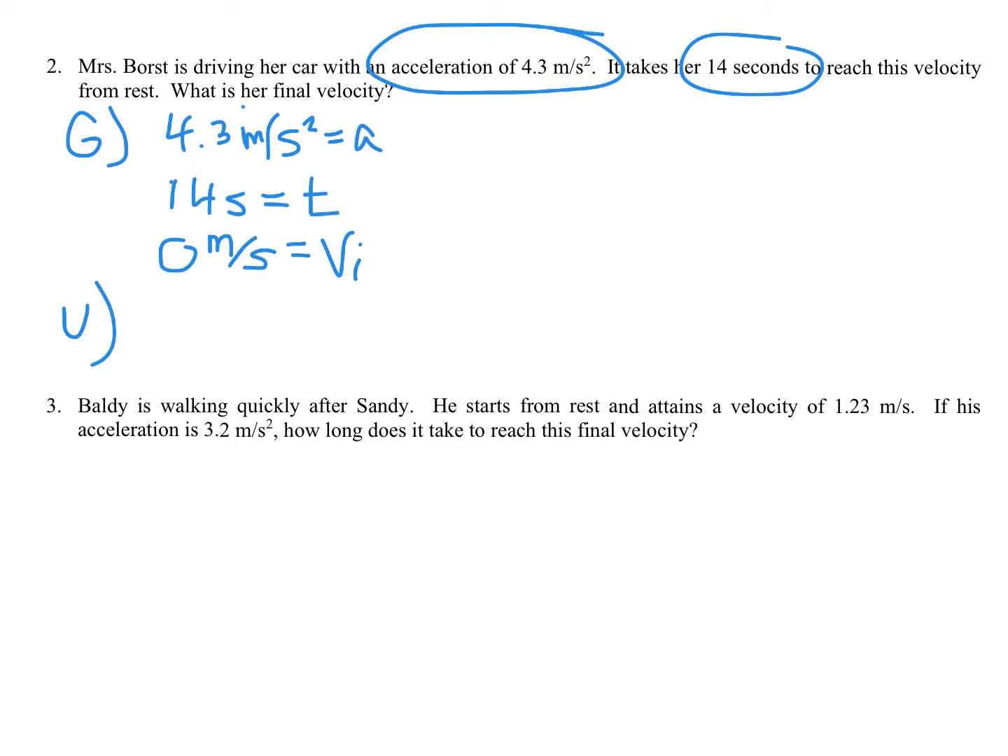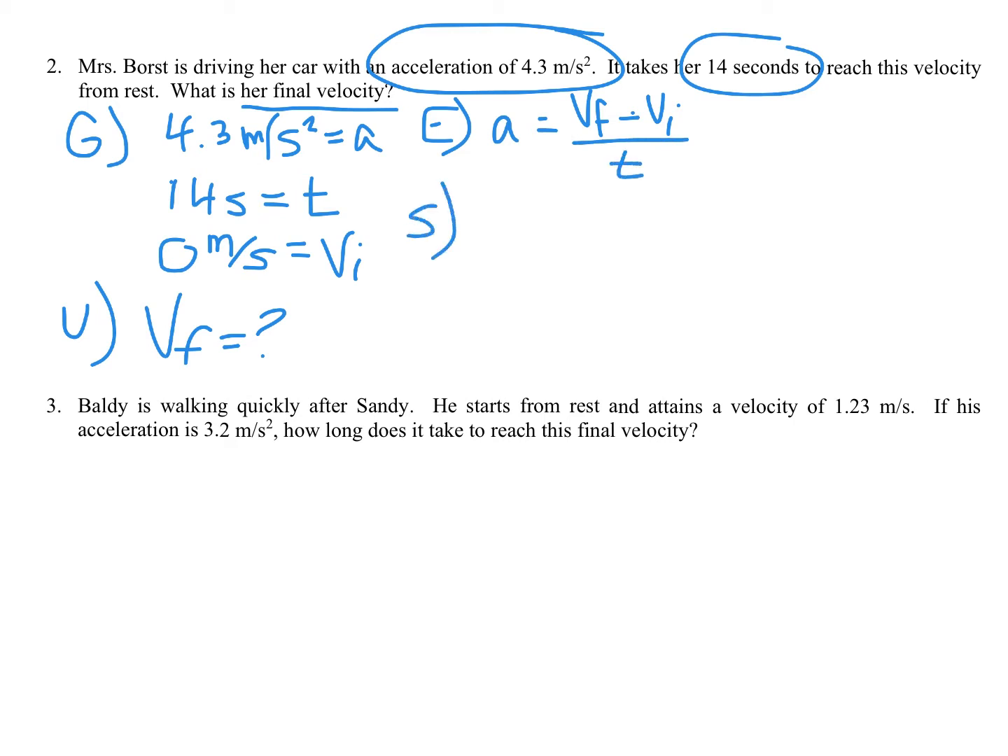It says, what is her final velocity? So that looks like what I'm solving for, final velocity. Now in my GUESS method, E is the equation I'm going to use. We know it's very new to us, but we're going to do final velocity minus the starting initial velocity divided by time. And I feel like I can do that.